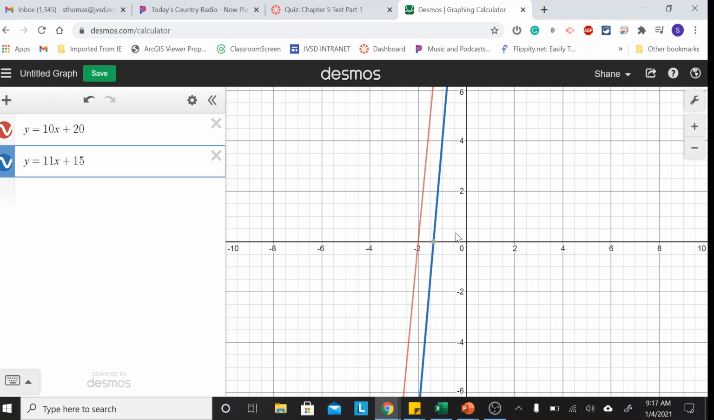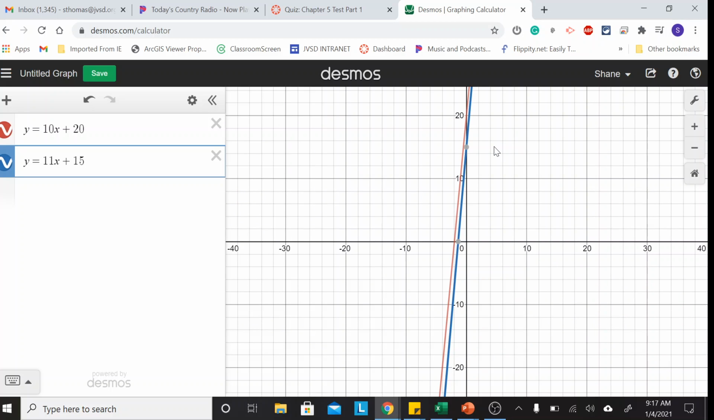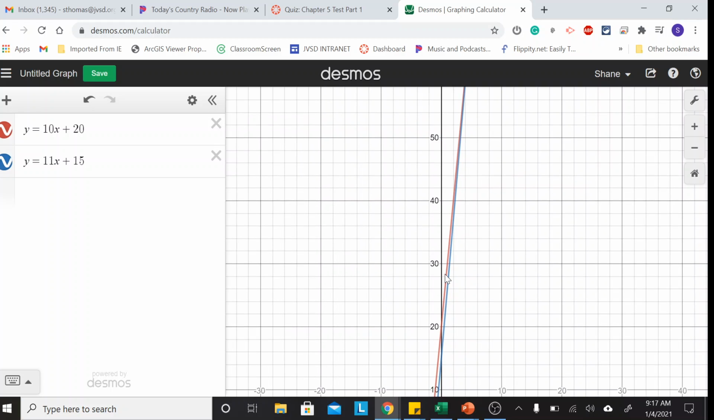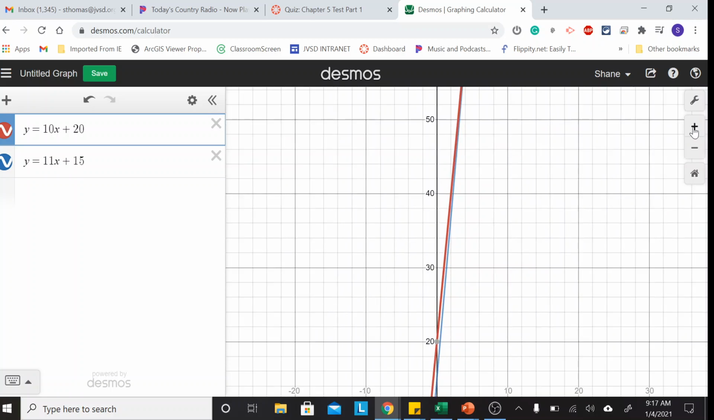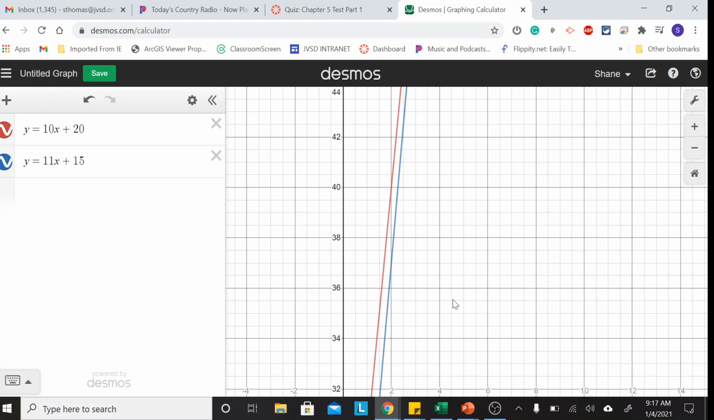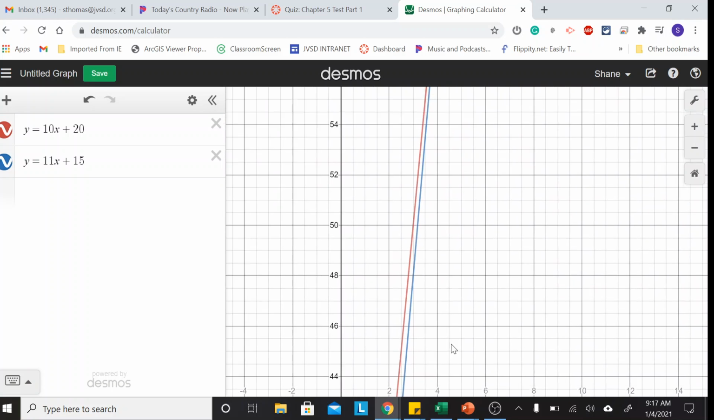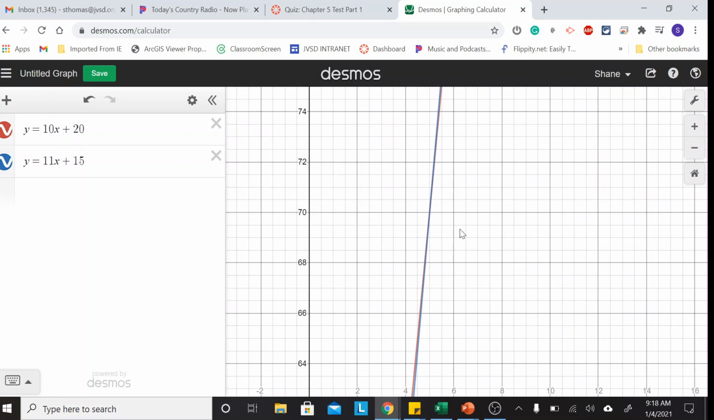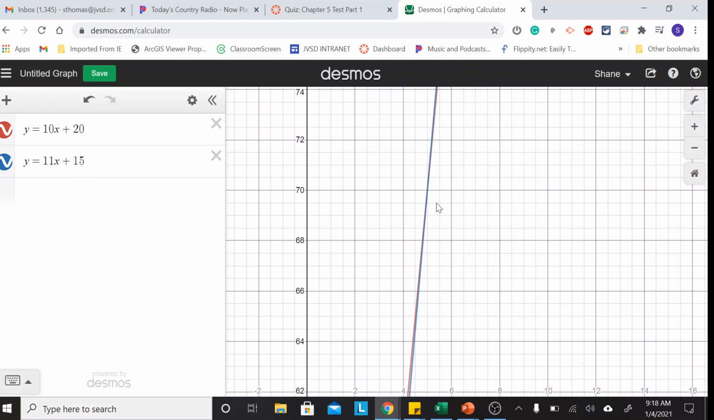All right. So if you look at this, they're going up pretty far till they cross, don't they? All right. So let's keep going. I'm going to click on one of the lines. So then it'll show me a dot right where they intersect. There's the dot. That's where they cross at.